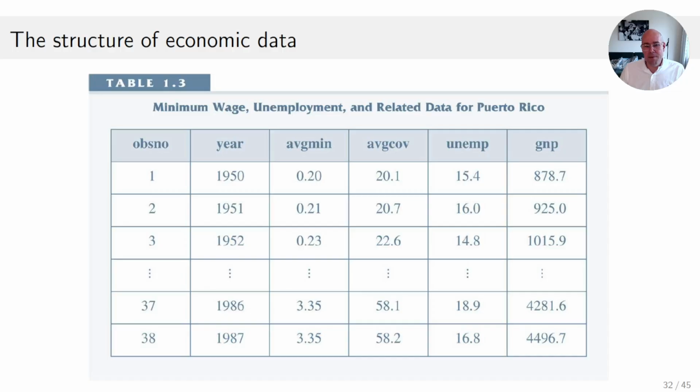Here are some examples. What you see here is, again, observation numbers, but here actually you see already that this is over time, right? These are not different individuals or something like this. This is over time a set of variables, right? For instance, the unemployment rate, right? These are time series data.